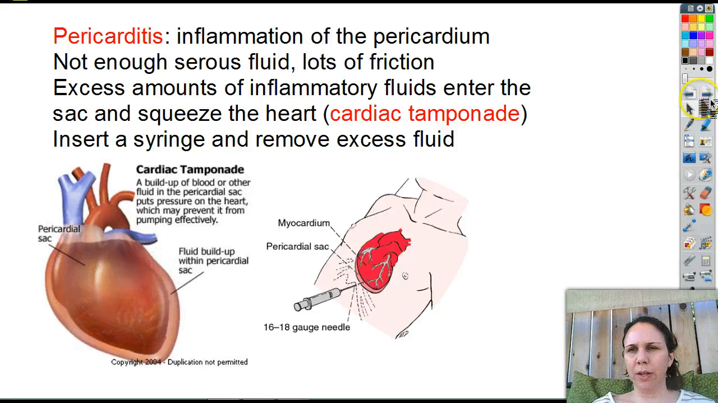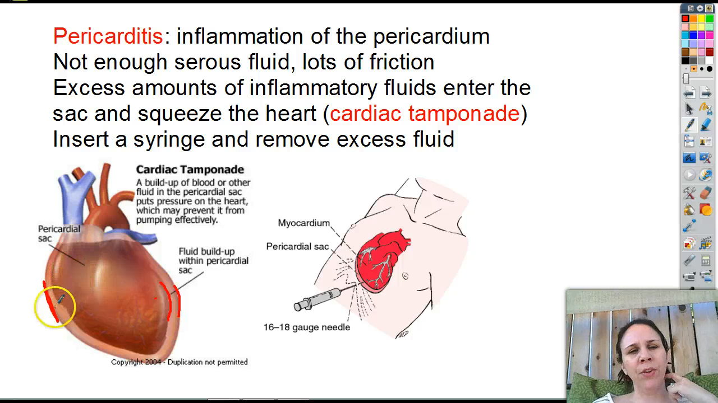Now, problems with the pericardium. Your bag right here is supposed to have a certain amount of fluid in between the heart and the outer bag, but every once in a while we get a buildup of either blood or other fluids in there that you don't want. A lot of times it's due to bacterial infection, so you have bacteria all over here squirting out all sorts of nasty toxins. And that causes all sorts of fluids to build up. And since, remember, the outer layer is very rigid and very strong, there's nothing to do but push the heart in. And so your heart can't really beat because it's being squeezed to death, almost literally.